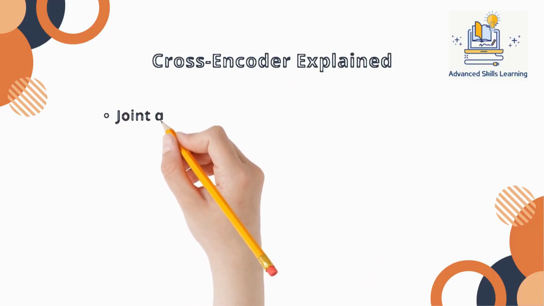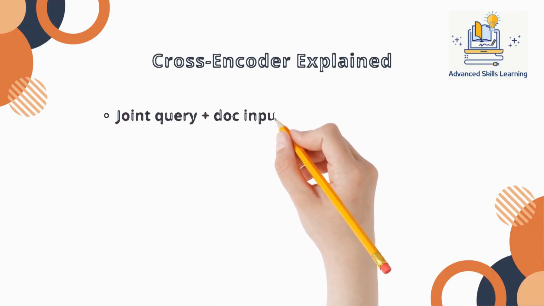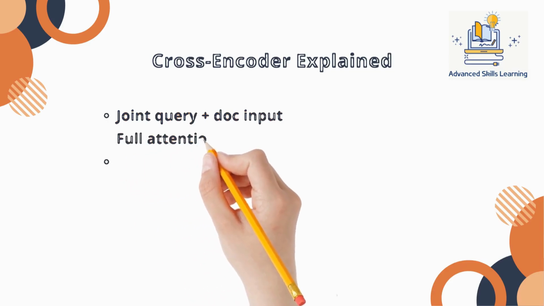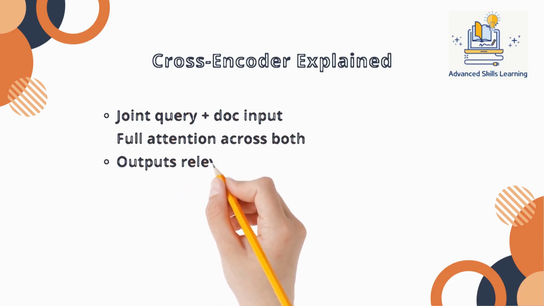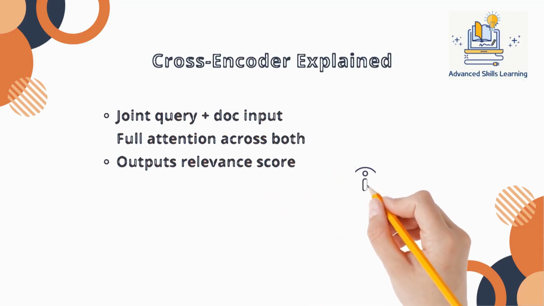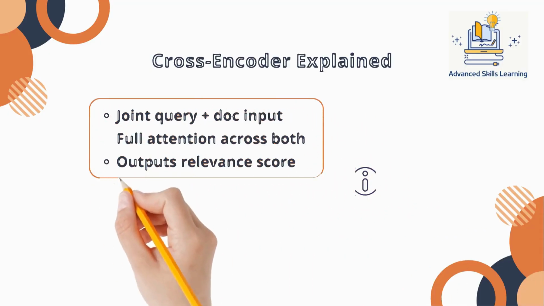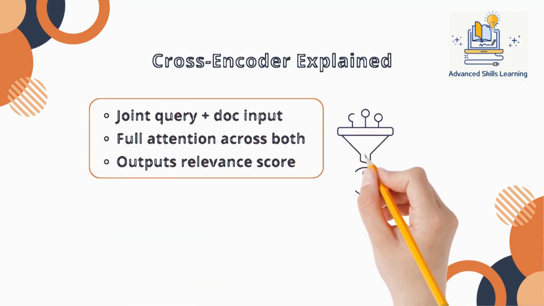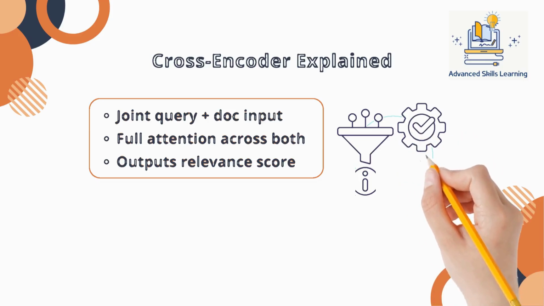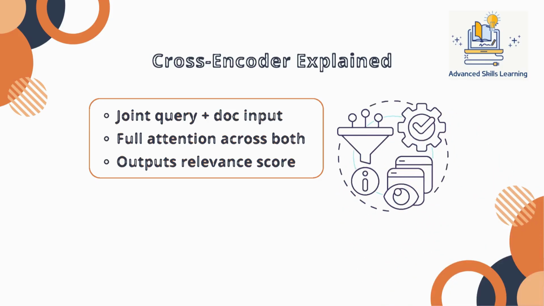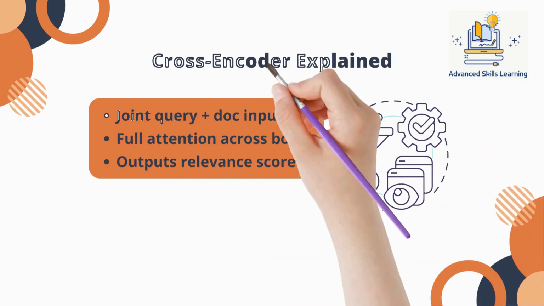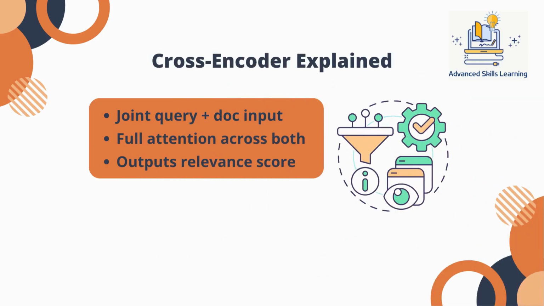Cross-encoders take a very different approach. Instead of encoding query and document separately, they process them together as a single input. This allows the model to attend across both sequences and understand their relationship in context. It can capture subtle signals like intent, contradiction, and precise answer alignment. The result is a much more accurate relevance score, but at a cost. Each query-document pair must be processed individually, making this approach computationally expensive.